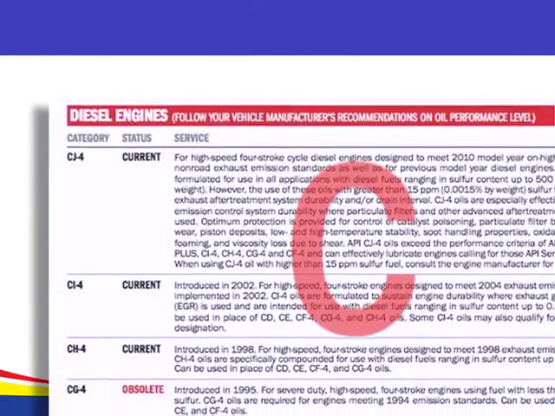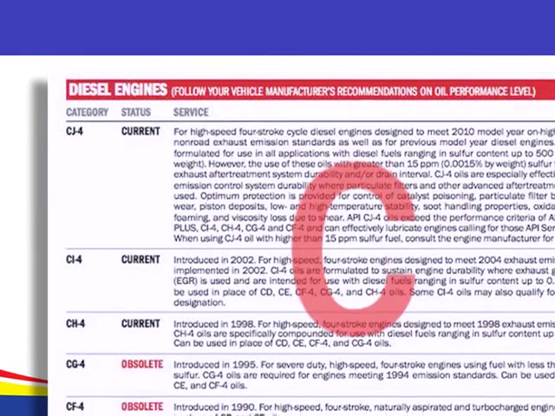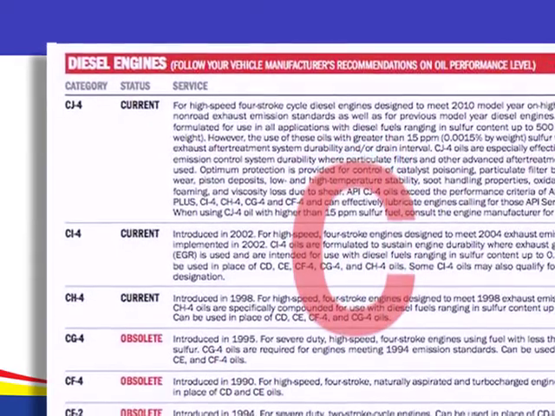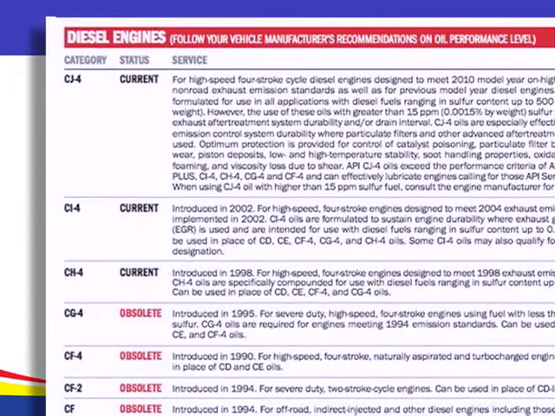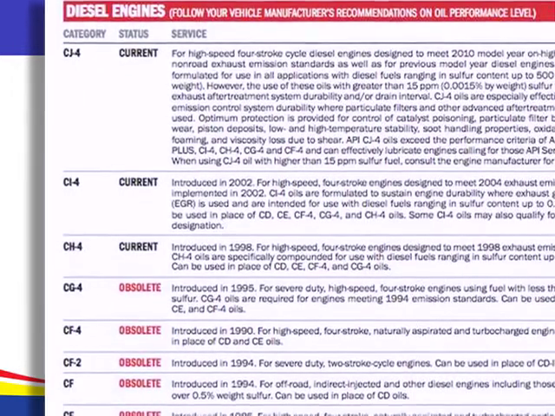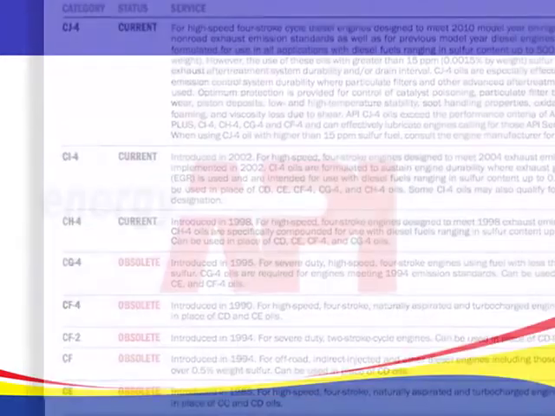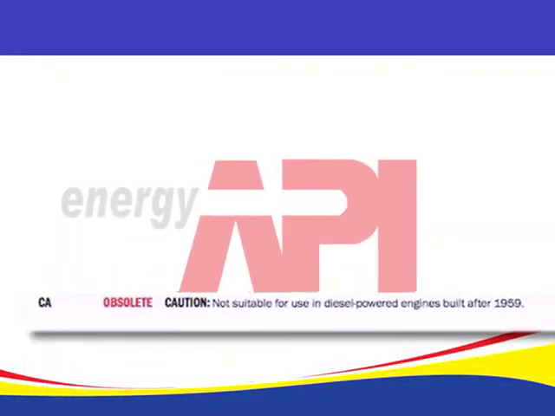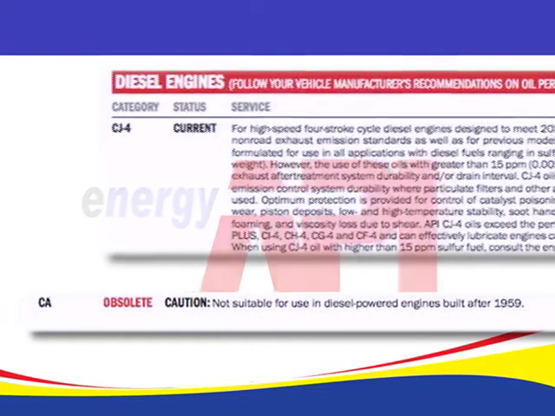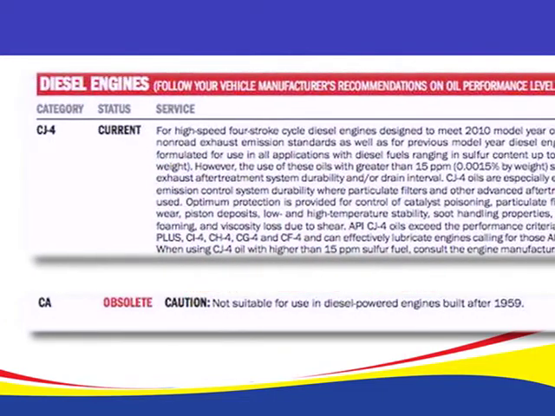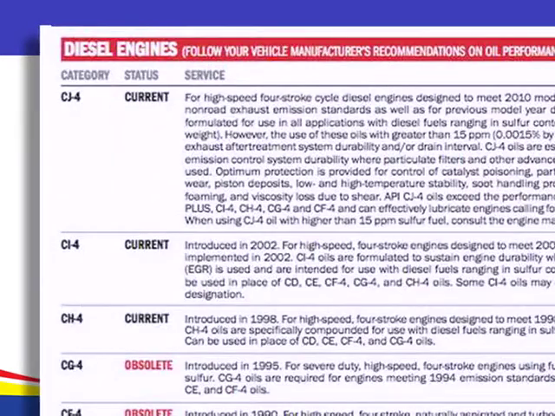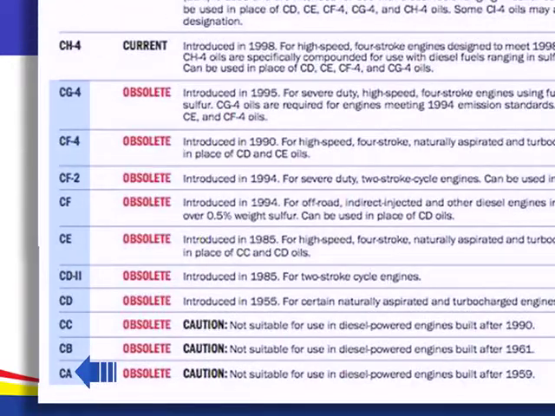The next chart is the C category chart, outlining the history of API's diesel engine specifications. Just as API's gasoline S category standard has increased over time, so has the diesel C category. API CA had nowhere near the stringent engine performance and emission standards as API CJ4 has today. You can see that API CH4, CI4, and CJ4 are the current API categories, while API CA through CG4 are now obsolete.